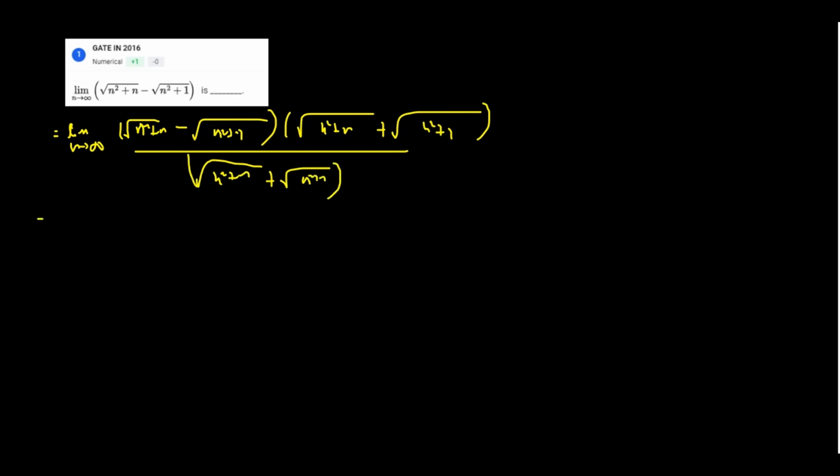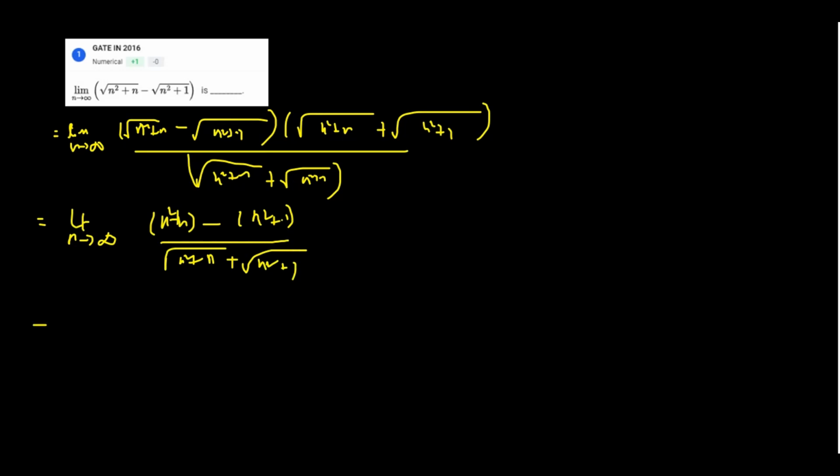So in further simplification we will get limit n approaches infinity. In the numerator we will get n square plus n minus n square plus 1, and in the denominator we will get the same thing, root over of n square plus n, and now it is plus root over of n square plus 1. Further proceeding, this n square and n square will get cancelled, and we will get n minus 1 in the numerator, and in the denominator root over of n square plus n plus root over of n square plus 1.